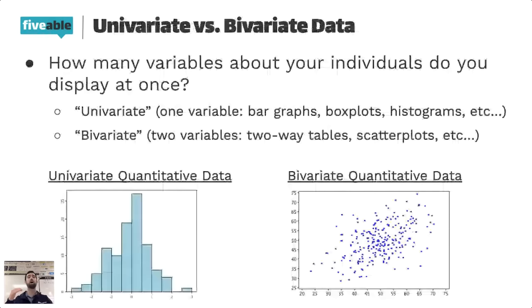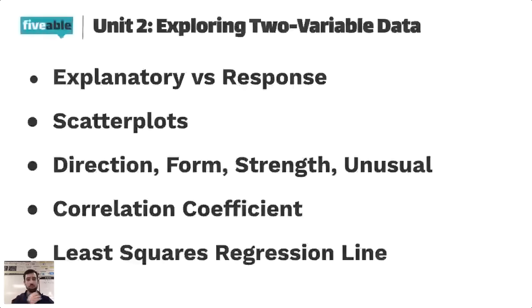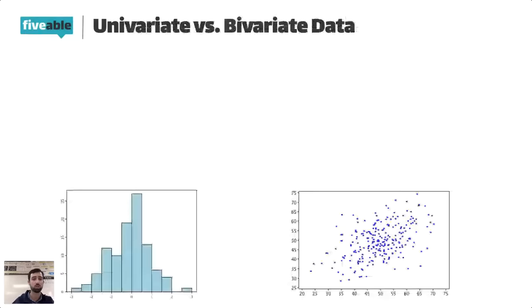Just like we describe univariate data, we also describe bivariate data. When we describe bivariate data, we're looking for four things as well. We're looking for direction, form, strength, and anything unusual. Direction is just, is it positive or is it negative? Is it going up or is it going down? That's direction. Form for this class is just linear or nonlinear.